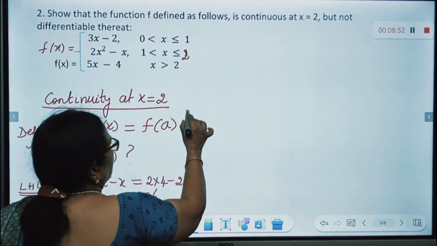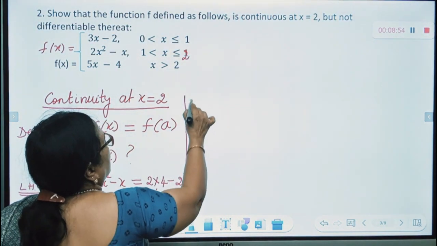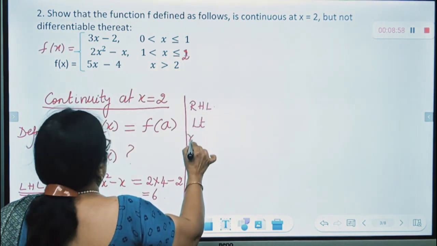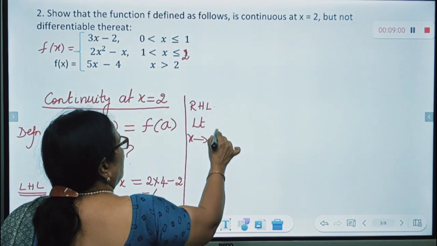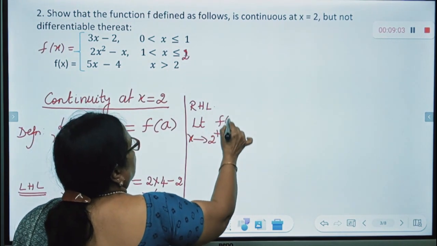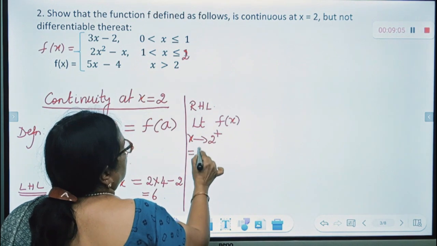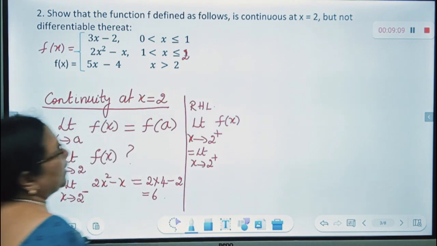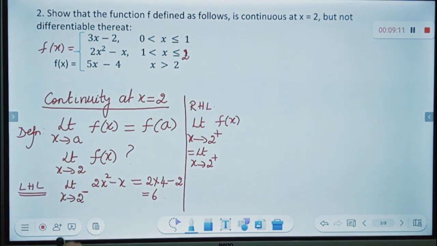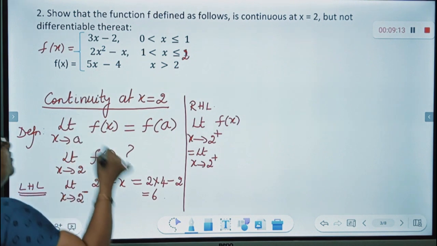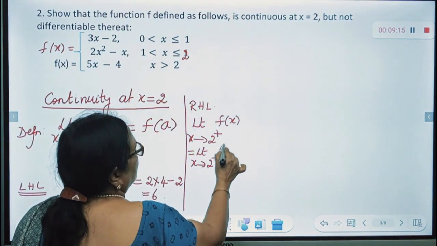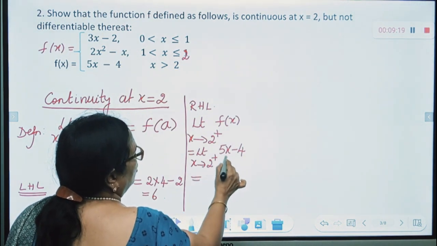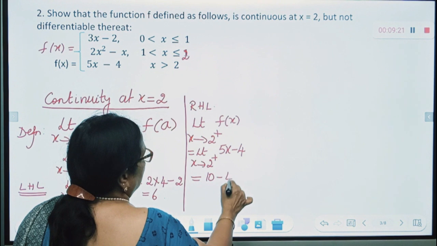What about the right hand limit? Now, the right hand limit will be limit x tends to 2 plus of f of x. That means you are approaching 2 through values greater than 2. So, when x is greater than 2, what is the function? 5x minus 4. This will be 5 into 2, 10. 10 minus 4, 6.